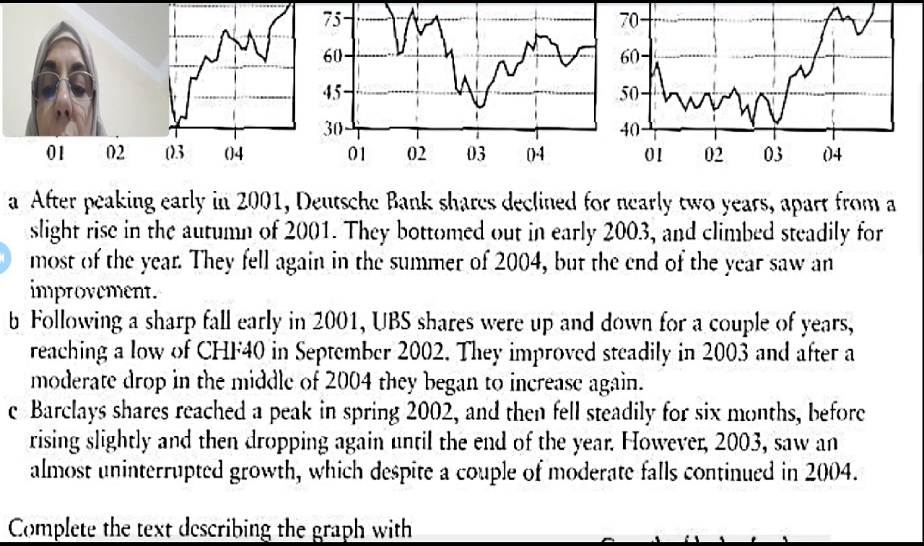Next, following a sharp fall early in 2001, UBS shares were up and down for a couple of years, reaching a low of CHF 14 in September 2002. They improved steadily in 2003, and after a moderate drop in the middle of 2004, they began to increase again.